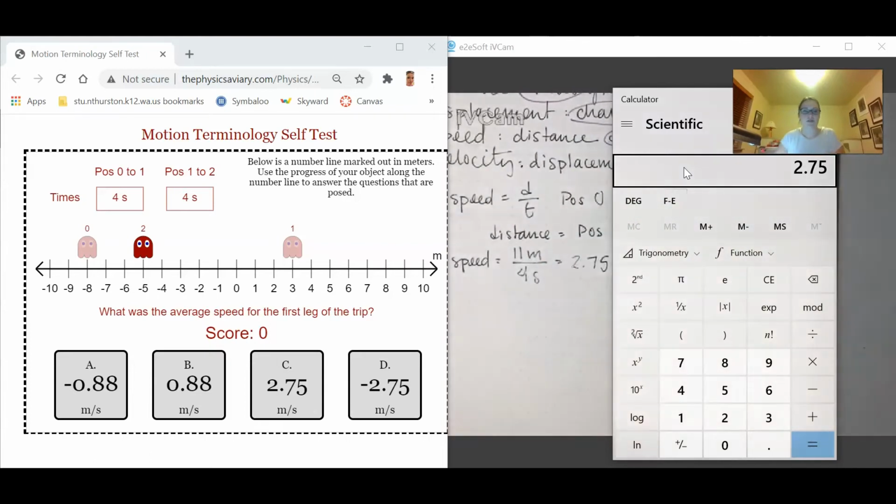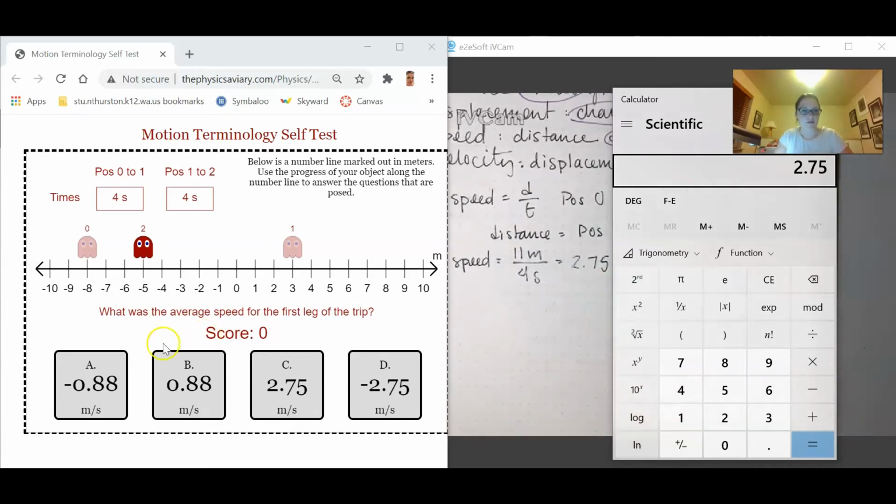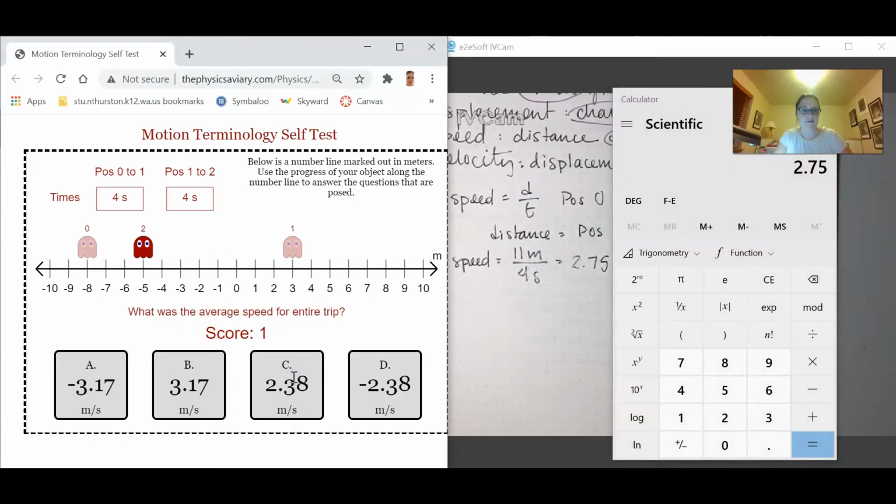So there's my answer. Notice it's a positive number. It's important to pay attention to. So I'm going to come over here, find my positive number. What do you know? I got 1 for my correct answer. It's not very super flashy when you get the right answer, so you got to pay attention. So I clicked 1, and now I have a score of 1. I'm trying to get a score of 10.